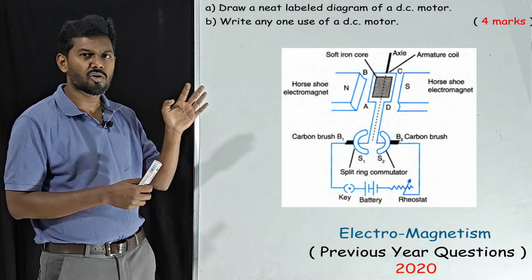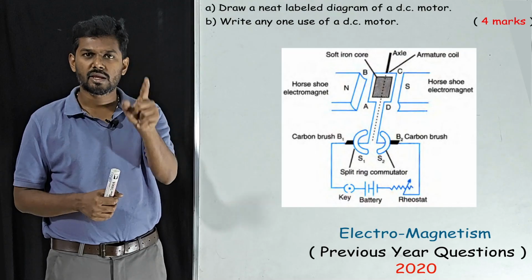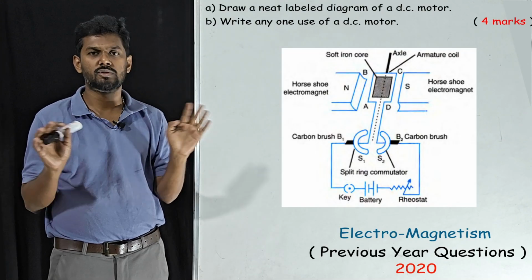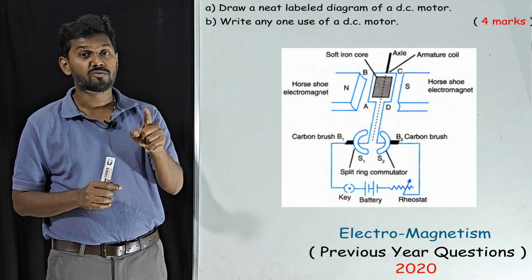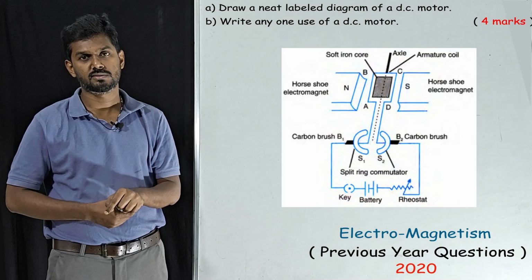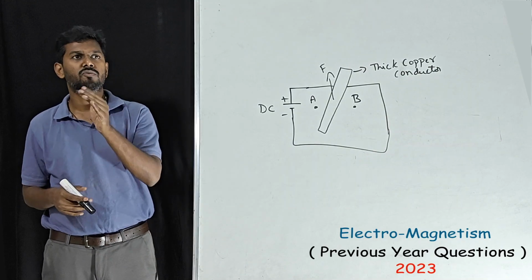Working is not there. So you need to practice how to draw the AC generator and DC motor. Both the diagrams are important, and if they ask, they will ask for 4 marks. Now we'll move on to 2023.